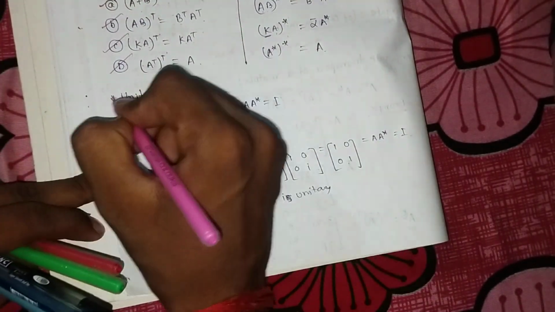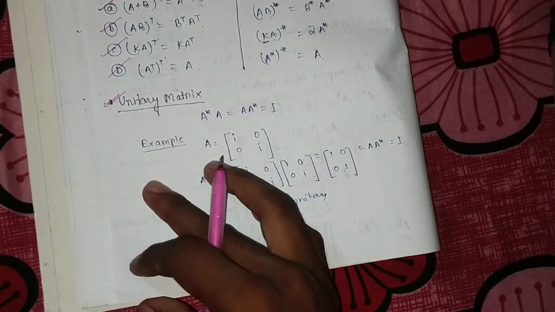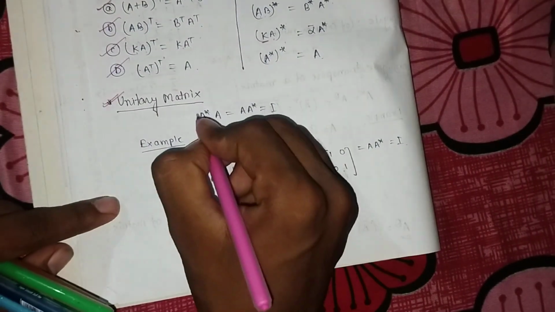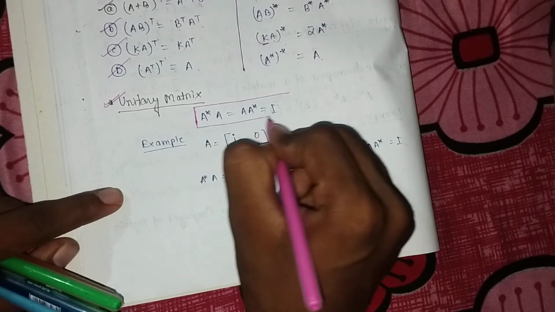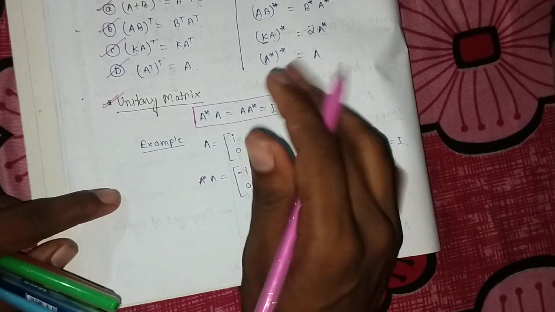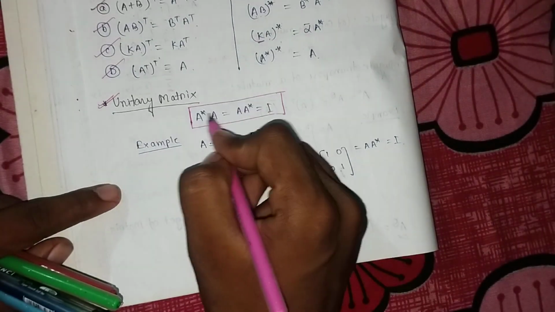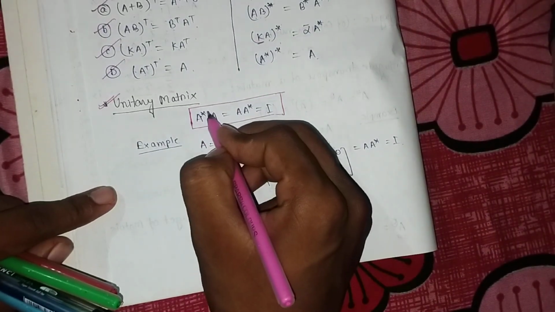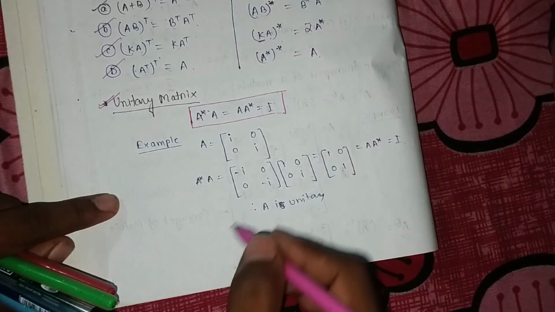Now next is unitary matrix. What is a unitary matrix? If A star, that is the complex conjugate transpose, A star A and A A star is equal to I. Like similarly our orthogonal matrix where transpose is present, and here complex conjugate is present. If A star A equals I, then it's called a unitary matrix.